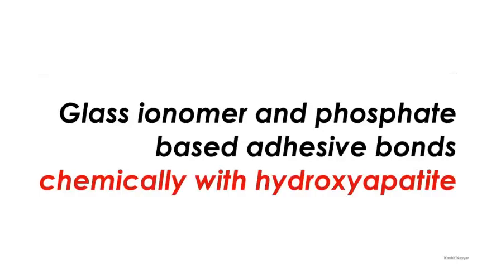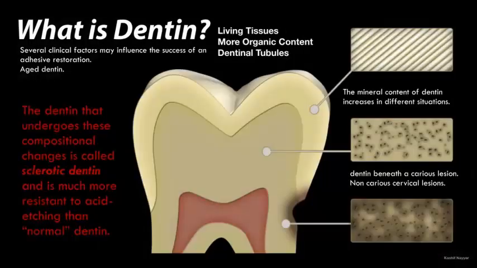On the other hand, we have glass ionomer and phosphate-based adhesive bonds. They are chemically bonding with the hydroxyapatite of the tooth structure. So in our previous slides, I was talking about to discuss in detail about the criticality of bonding in dentin. Why?